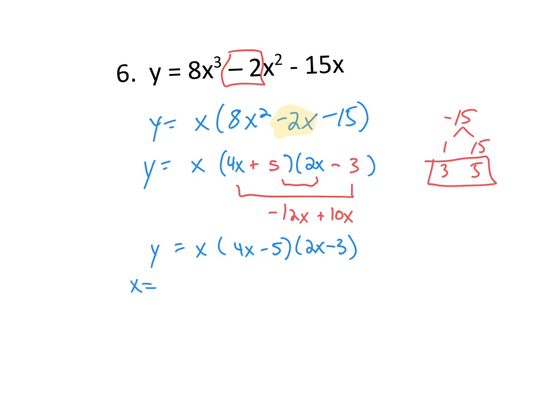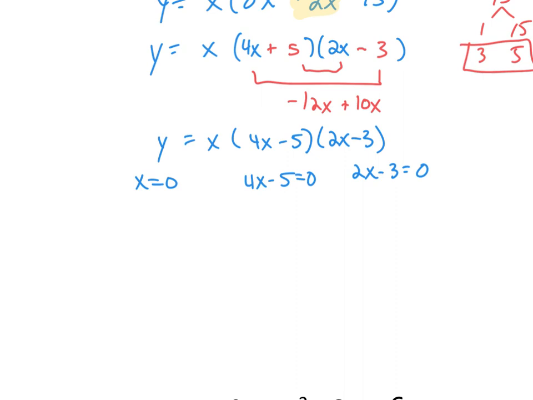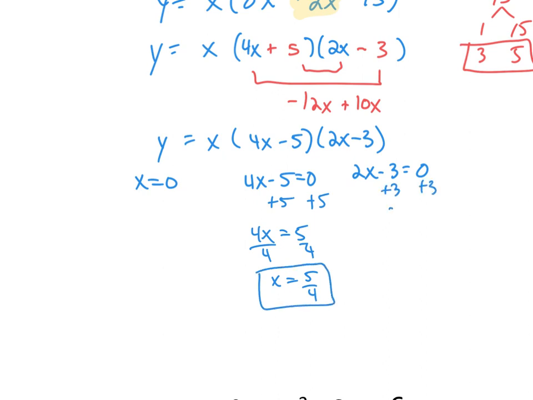We're going to set each of those equal to 0, and then we're going to solve each of those. So I'm going to add 5 to both sides on this one. We get 4x equals 5. Divide by 4. We get x equals 5/4. On the other one, I'm going to add 3. We get 2x equals 3. Divide by 2, and we get x equals 3/2. So our three answers are 0, 5/4, and 3/2.